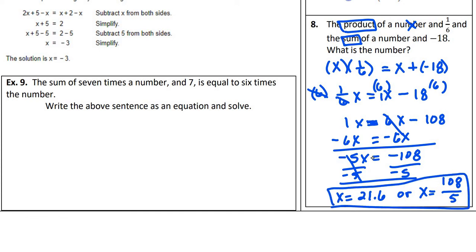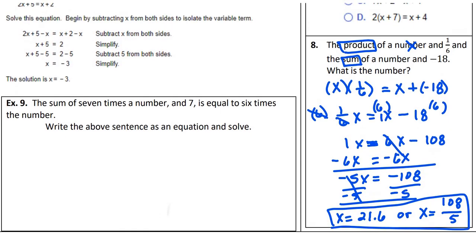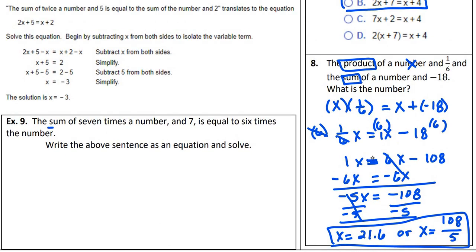Now, look at example number 9. You've got the sum, which means to add, of 7 times a number. So I'm going to put multiplication symbols right here, times a number, and 7 is equal to 6 times, here's the multiplication symbol for times, a number. So I'm going to write that out and solve it. So I'm going to say 7x, 7 times a number, and 7 equals 6 times a number right here.